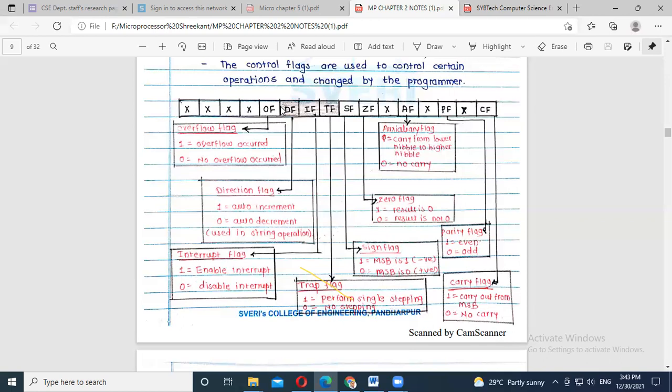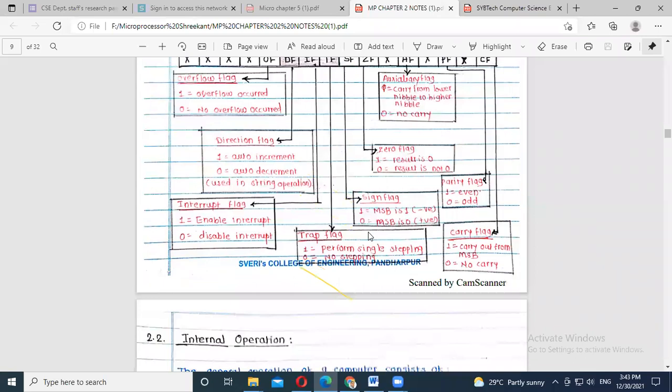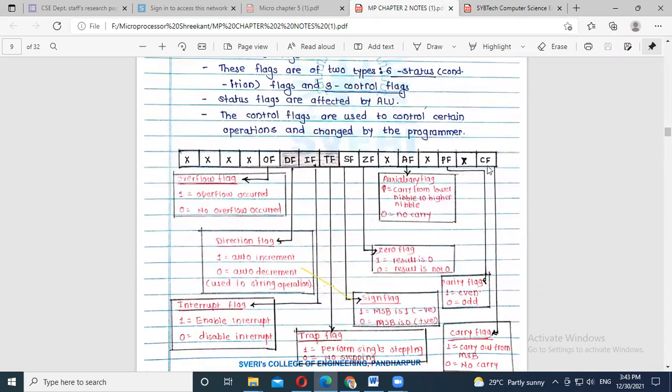Okay, so these are the 9 main flags, very important from your exam point of view. Many times they ask about these flags in the practical examination too, so please take care of all 9 flags. Again, let me repeat what the 9 flags are: carry flag, parity flag, auxiliary carry flag, zero flag, sign flag, trap flag, interrupt flag, direction flag, and overflow flag.